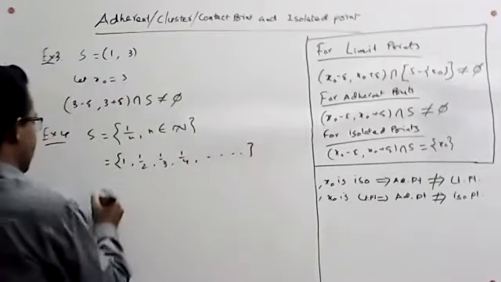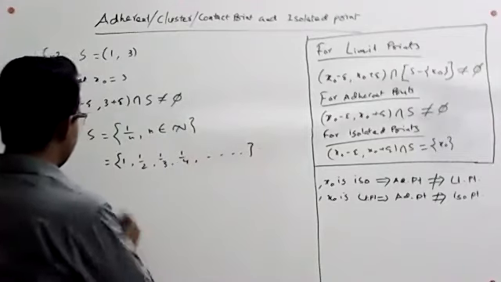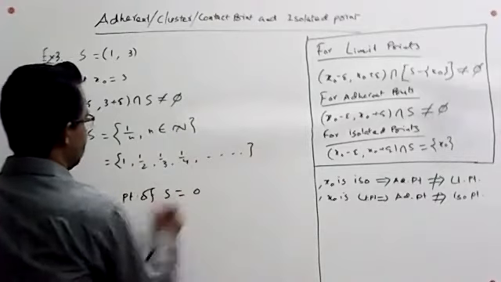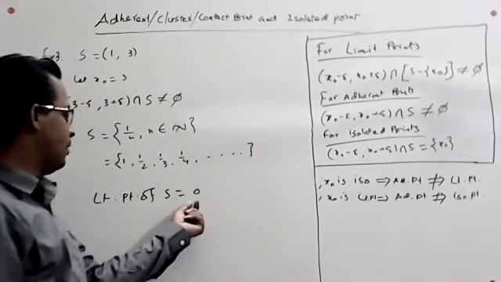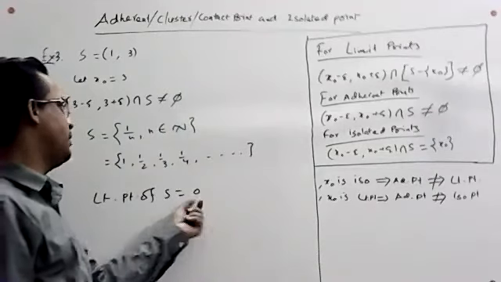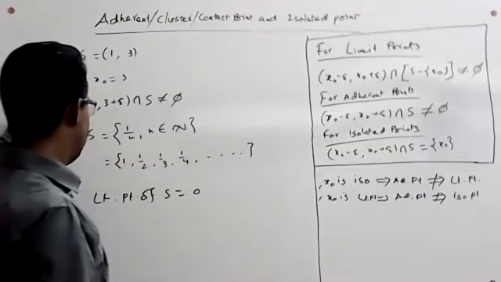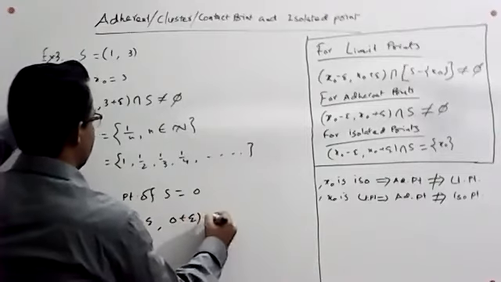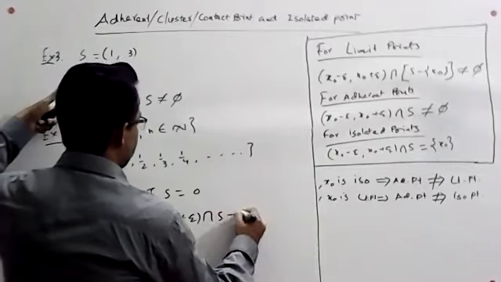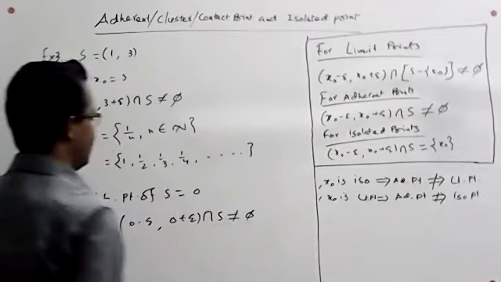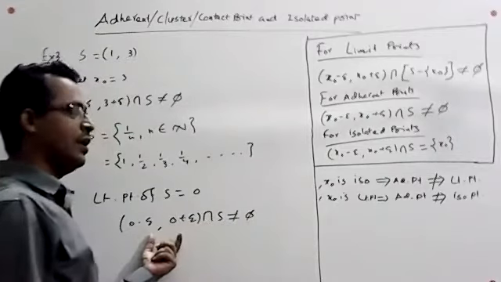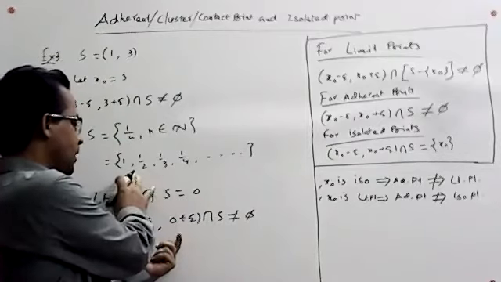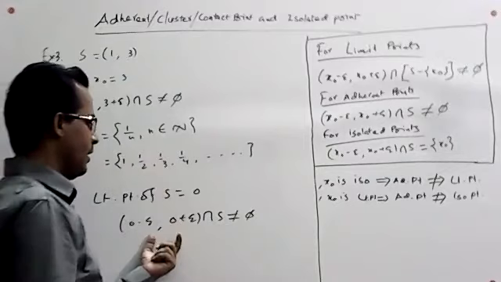We saw that the limit point of this set is 0. Limit point of S equals 0. This 0 is also an adherent point of this set. If we check this operation, we have 0 minus epsilon to 0 plus epsilon, which intersects with S. We have got a non-empty set. Since it is a non-empty set, it contains many numbers of this set. That is why 0 is called a limit point as well as an adherent point.